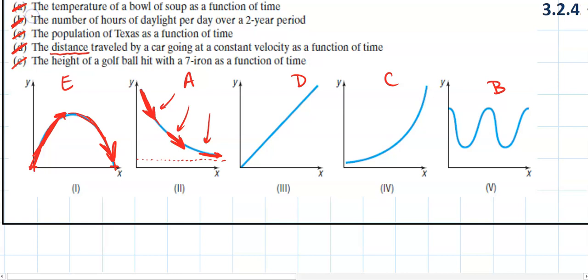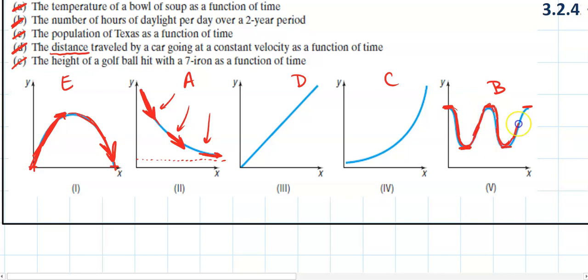And then for part B, this one may be a little bit hard to interpret at first, but it's the number of hours of daylight per day over a 2-year period. Well, if you think about what's happening during the change of seasons, during the summer months we have lots of daylight, and during the winter months we have much less. And then summer, winter, summer, and so on and in between.